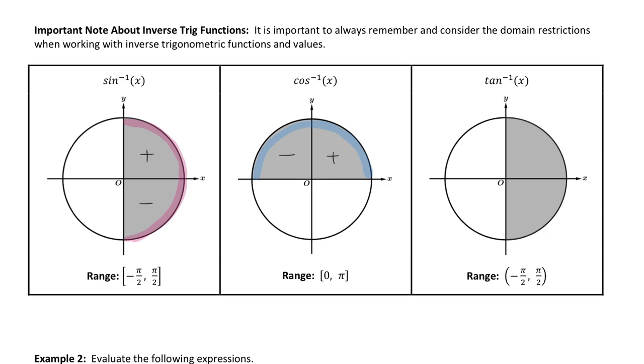Last but not least, we have tangent. If you are taking the inverse tangent of a positive function value, that angle will be in quadrant 1. And if the function value is negative, the angle will be in quadrant 4.